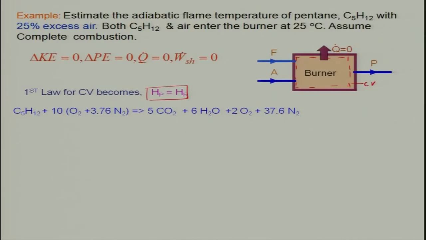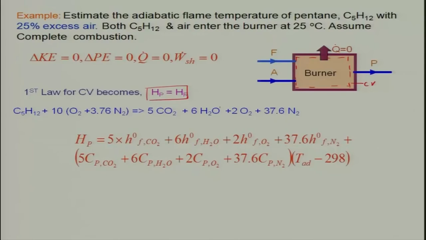Now, from this you know the products, and the reactants have to be given. Keep in mind it is 25 degrees Celsius, and we have to find out HP. What is HP? HP is 5 times the heat of formation of carbon dioxide, plus 6 moles of water times the heat of formation of water, plus 2 moles of oxygen and 37.6 nitrogen, with their heats of formation. And this, coming from the sensible enthalpy, is T-adiabatic minus 298 multiplied by the Cp of carbon dioxide, water, oxygen and nitrogen and their respective moles, for the balanced equation. This we know.